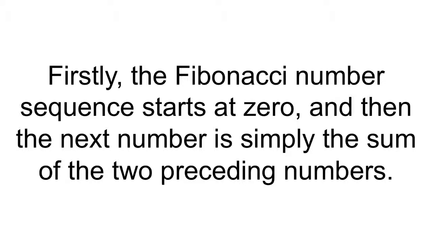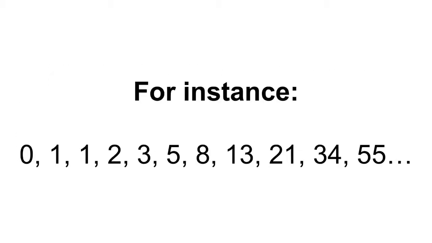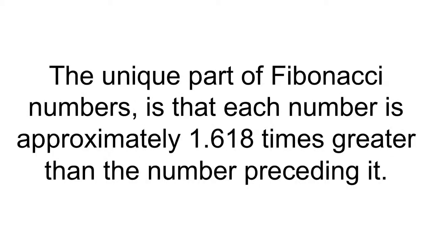Firstly, the Fibonacci number sequence starts at 0, and then the next number is simply the sum of the 2 preceding numbers. For instance, 0, 1, 1, 2, 3, 5, 8, 13, 21, 34, 55, and so on. The unique part of Fibonacci numbers is that each number is approximately 1.618 times greater than the number preceding it.